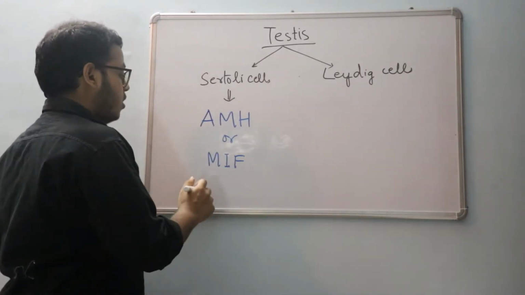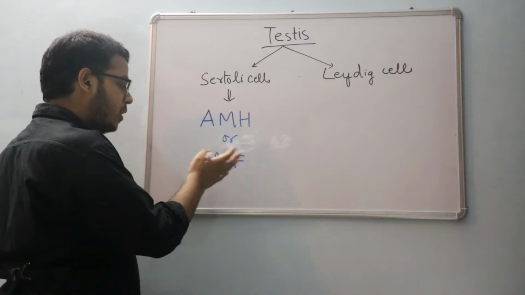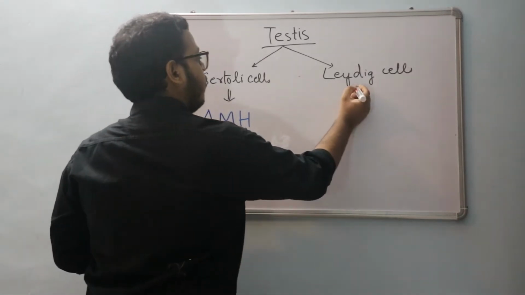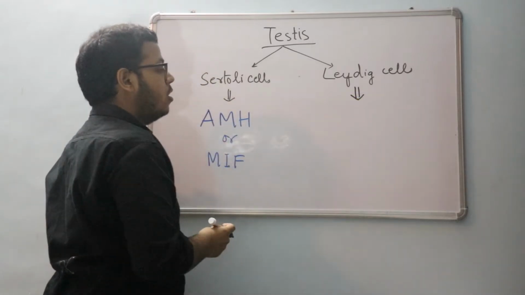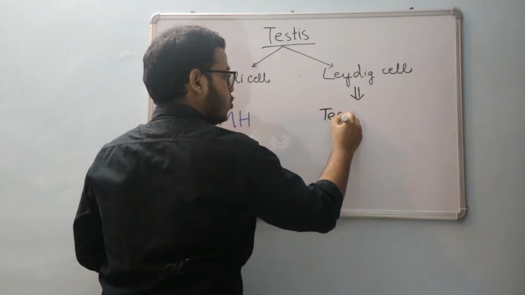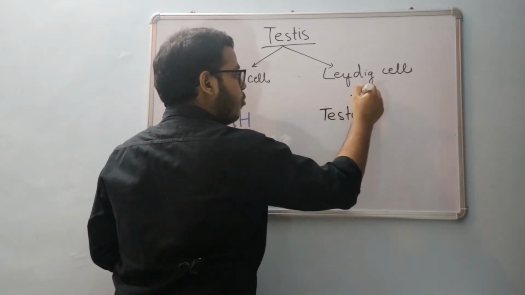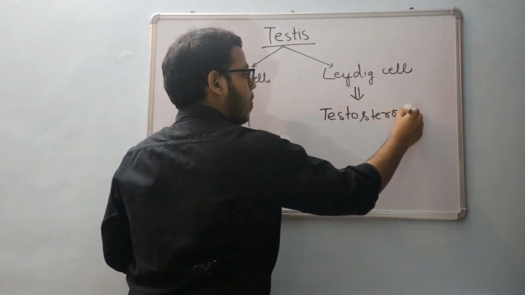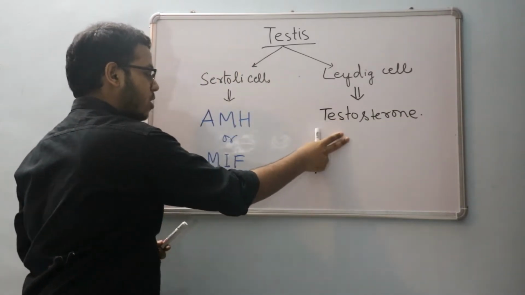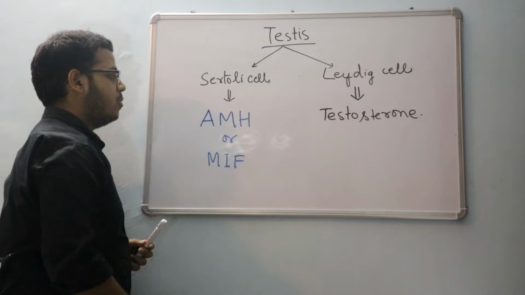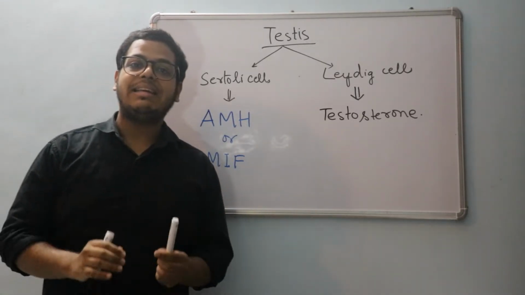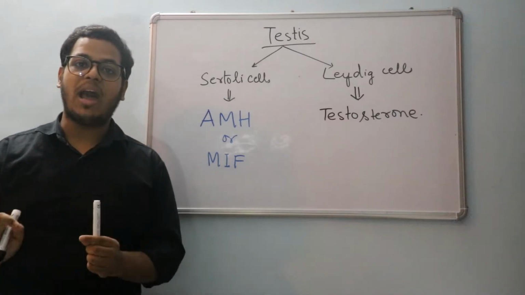Now what will be its function? Let us discuss it in a few minutes. And what will the Leydig cells do? The Leydig cells will produce testosterone. So the Leydig cells have the responsibility of producing testosterone, and the Sertoli cells have the responsibility of producing the anti-Mullerian hormone, also known as the Mullerian inhibitory factor or MIF.